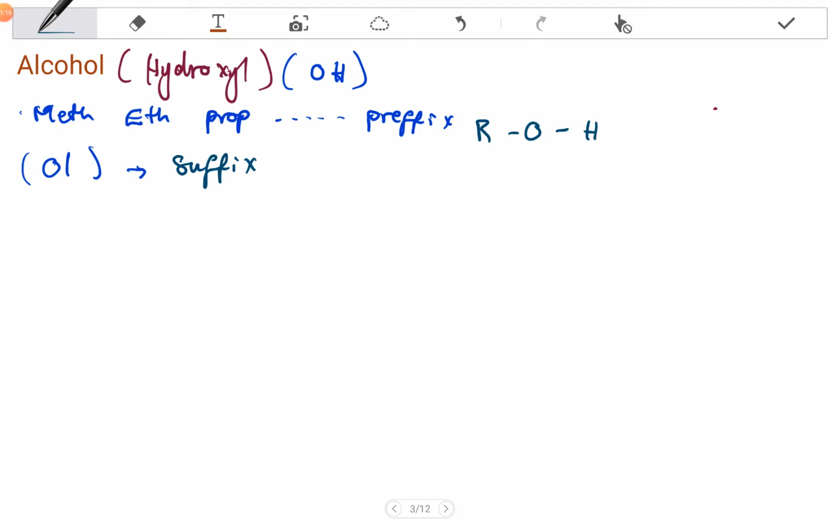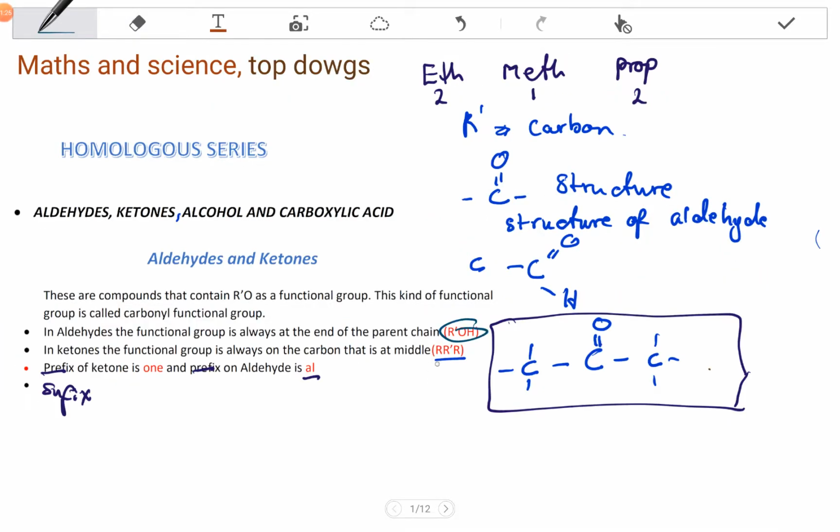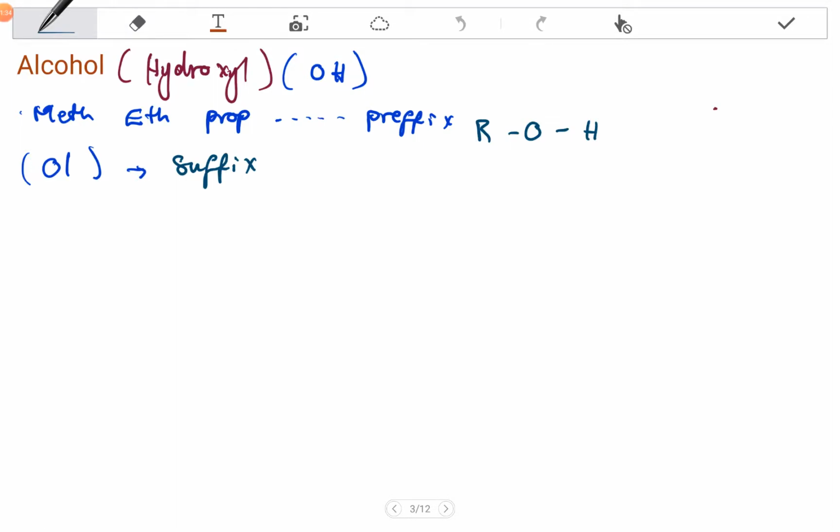OH is connected to R, ROH. Let's see where it's located, and don't confuse it with this one. This was for ketone, that's for aldehydes, and for alcohol it is this one. So now we know the functional group name, the functional group structure, the suffix, and the prefix. So let's try to draw a structure of this one, of ethanol.